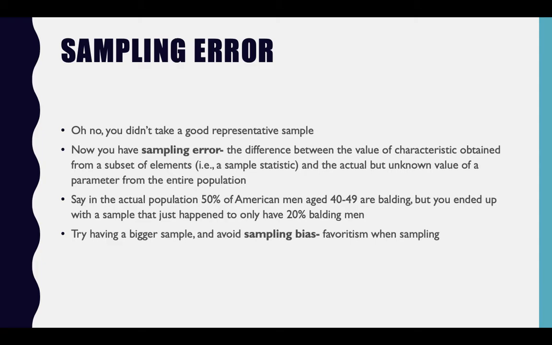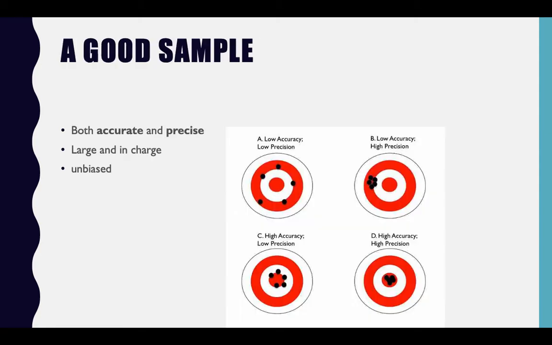To avoid it, we'll go over it in the next slide, but try having a bigger sample and try to avoid sampling bias, so favoritism when sampling. Let's say you were looking into the baldness of that population of men and you were only taking samples from hairdressers, those men going to a hairdresser. That could affect the baldness levels, because obviously a bunch of the bald guys are probably not going to go to a hairdresser. Hopefully that all makes sense.